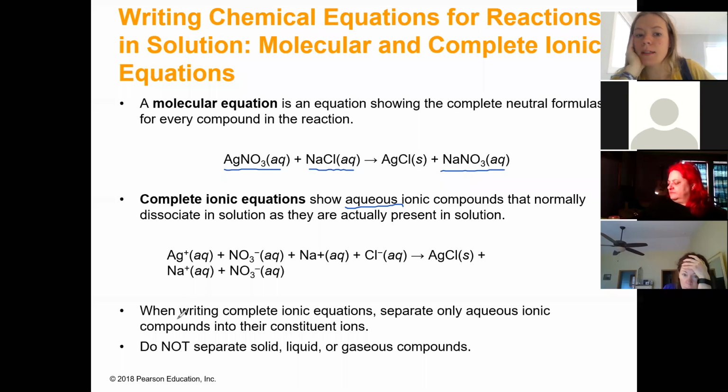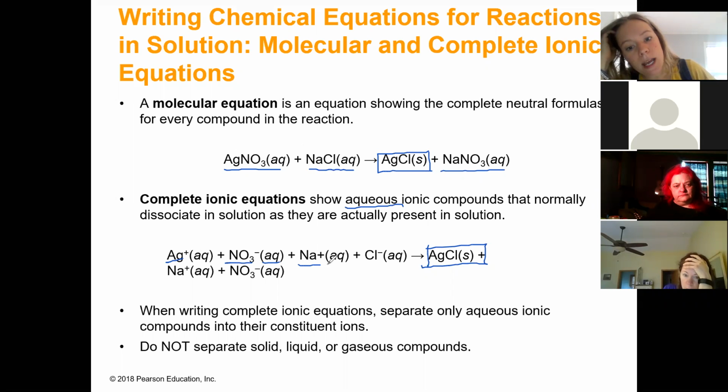I would keep the thing that's solid intact because it isn't going to break apart into ions, right? So if we look here, I've got silver nitrate. I'm going to break that up into the silver and the nitrate. Here's the silver, Ag+, and you write a little aqueous. Here's the nitrate, NO3-, and you write aqueous. Sodium chloride breaks apart into an Na+ and a Cl-. And then I also need to break apart this thing over here, Na+ and NO3-.